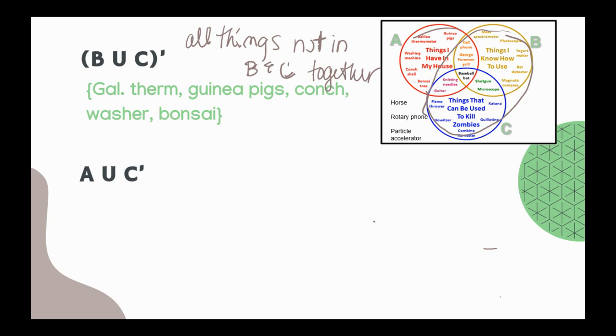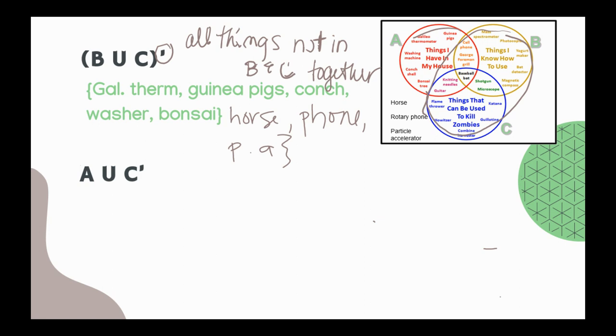That's fine. What I forgot to include in my set, and I should have, is also, if I can write it here, horse, rotary phone, and the particle accelerator should also be included in there. And I forgot to put those in because those are in the universe, but they are not in the grouping or the union of B and C, okay? So this little apostrophe is kind of important because it means a lot of things. It means all the stuff that is not included in whatever's in front of that. In this case, the union of B and C.